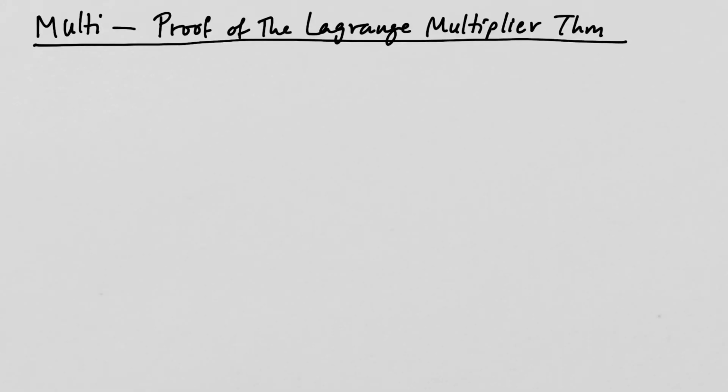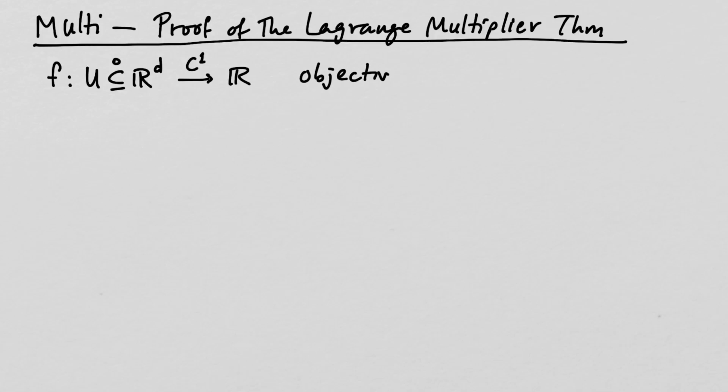Okay guys, so finally we'll give the proof of the Lagrange multiplier theorem. Let's recall the details. We have a function f from some open set U in D-space into the reals. We're assuming it's a C1 function. That's what we call the objective function, and that's the thing to be maximized or minimized.